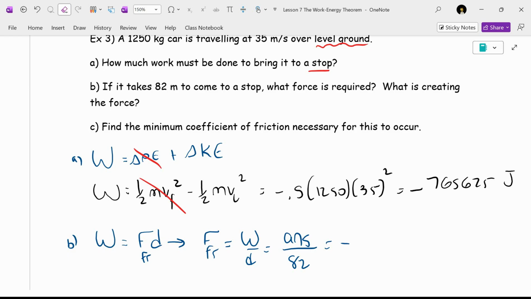Now the negative is telling me a direction. This won't work out evenly, but store it on your calculator. What do you get? Give me the 3 sig figs. 9. So I'm going to go negative 9,340 newtons, but I'm going to store it on my calculator. Okay. And then it says, what is creating the force? I'm just going to draw an arrow up here, and I'm going to make a little note, friction. And where is this energy going? Heat.